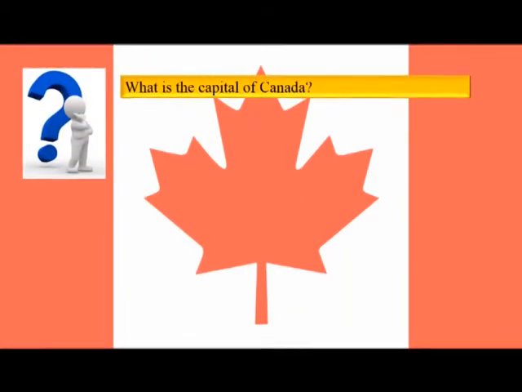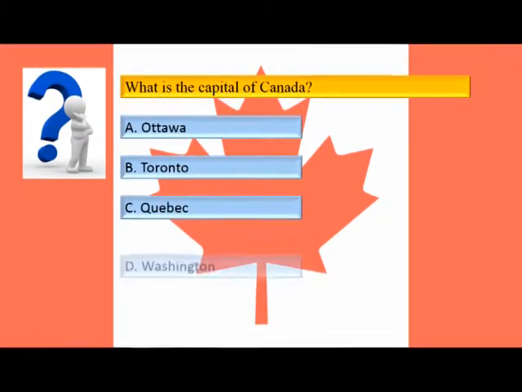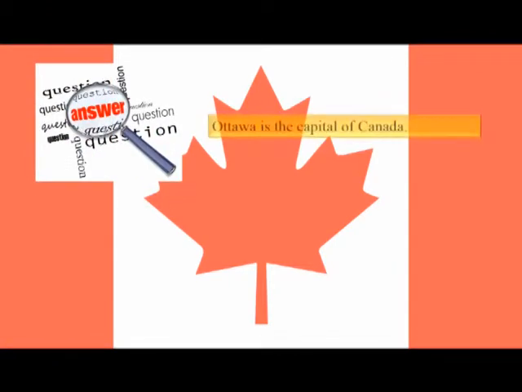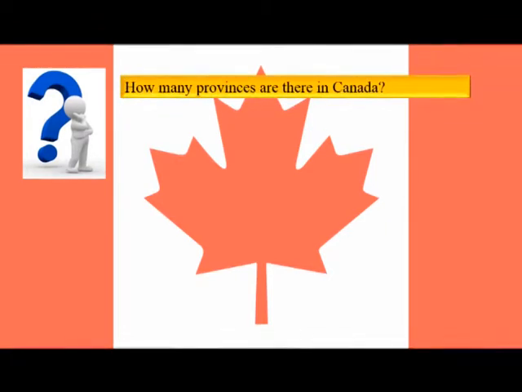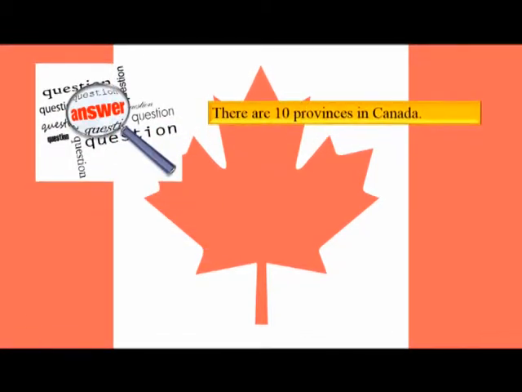What is the capital of Canada? Ottawa, Toronto, Quebec, or Washington? Actually, you know, the capital of Canada is Ottawa. How many provinces are there in Canada? 5, 8, 10, or 11? You know that there are 10 provinces in Canada.